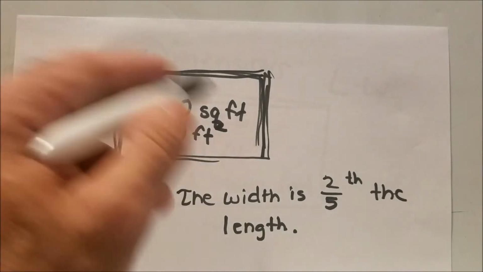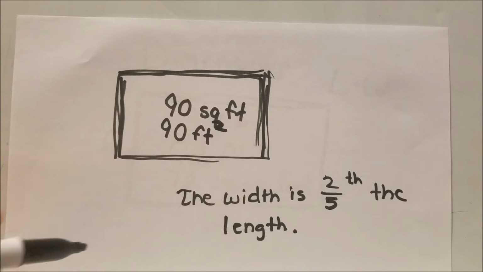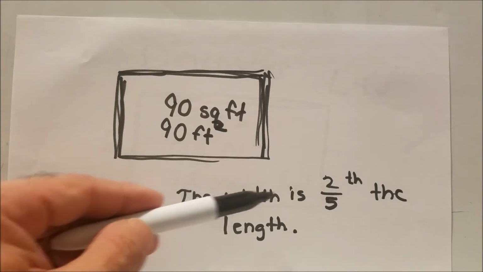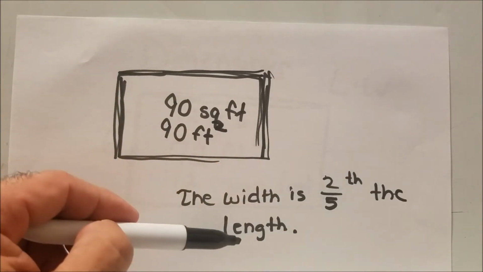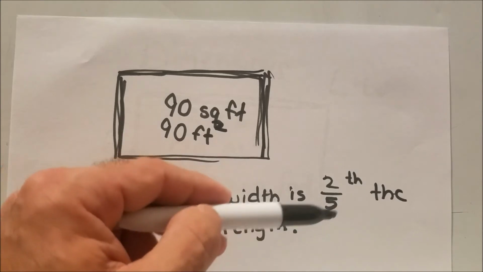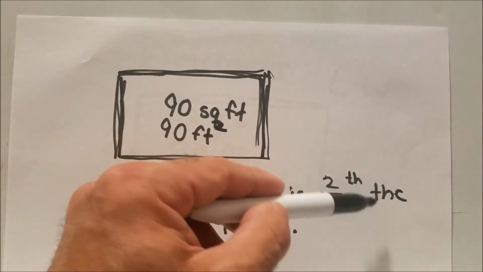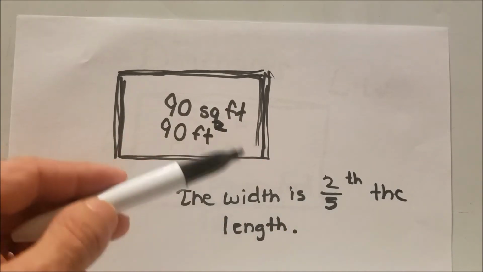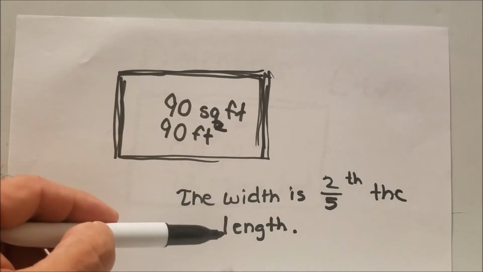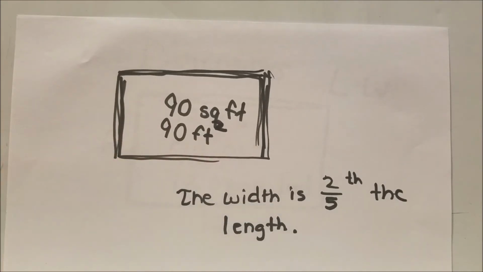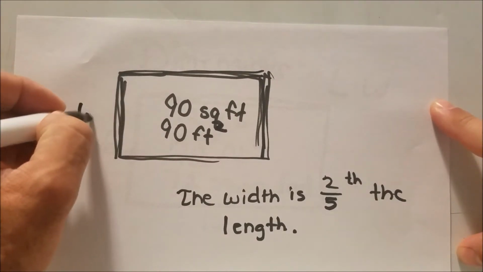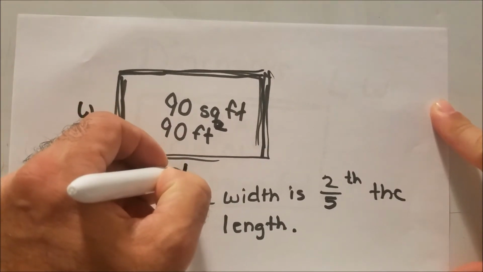So let's say we knew this is the area. We already know the area. And here we're saying the width is 2/5 the length. It's 2/5 of, and remember, of is times, right? It's 2/5 the length. In other words, it's shorter than the length. It's 2/5 of it. So this is the width, and there's the length.